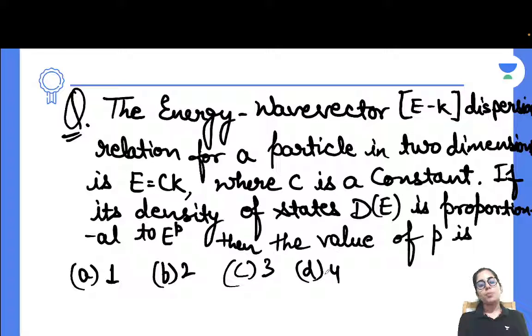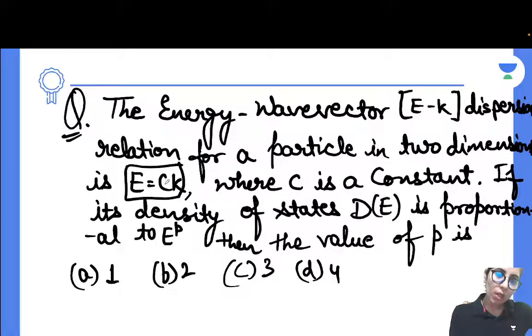The energy wave vector dispersion relation for a particle in 2 dimensions is E is equal to Ck, where C is a constant, if its density of states is proportional to E to the power p. So how, as per the energy and k relation or energy dependency on k, you can find the density of states dependency? That's what you have to see. Try. Now let me know as you will get it done.